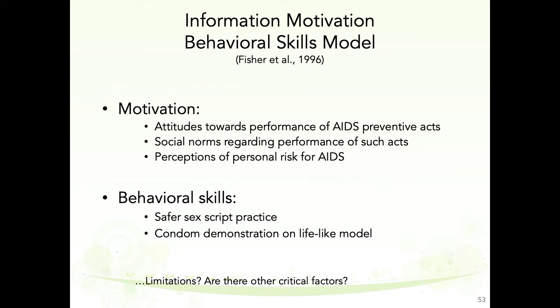Question for you, study suggestion here. What other critical factors might there be that we have left out here from the information, motivation, behavioral skills model? What other sorts of things could lead to changes? What other components in the model could we add? And there's a million possible answers to that. I'll just pause for a moment. You could pause the lecture. Just think about it for 15 or 20 seconds to riff on what you think another factor might be.